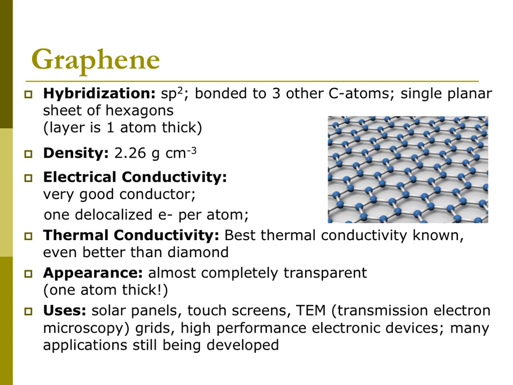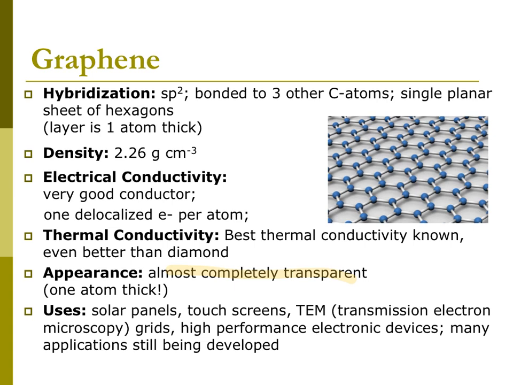Next up we have graphene, not to be confused with graphite. Although it is also sp2 hybridized and has a very similar density, the difference here is that it is not a stacked plane of hexagons. It is just one sheet of hexagons. It actually is almost impossible to see. It is almost completely transparent because it's only one atom thick, only having one layer of those hexagon shapes.